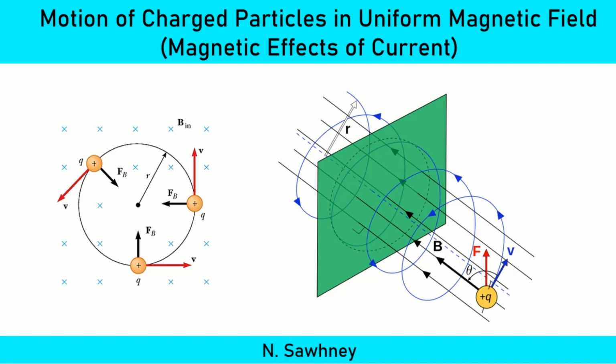Hello students, in this video I am going to explain motion of charged particles in uniform magnetic field. That is, at what angle the charged particle is entering the magnetic field will decide its path in the magnetic field. Let us study it in detail.